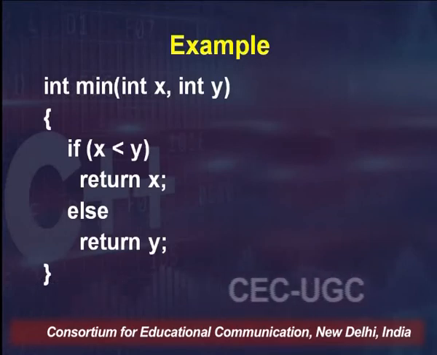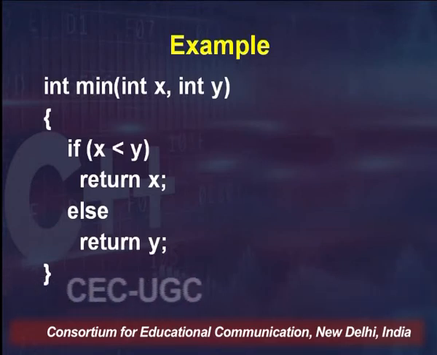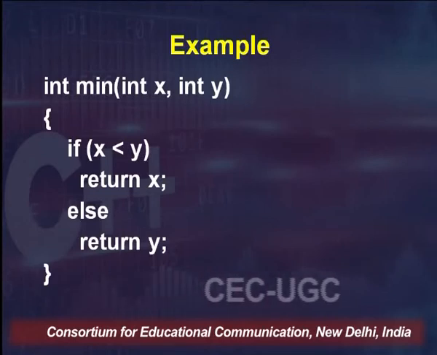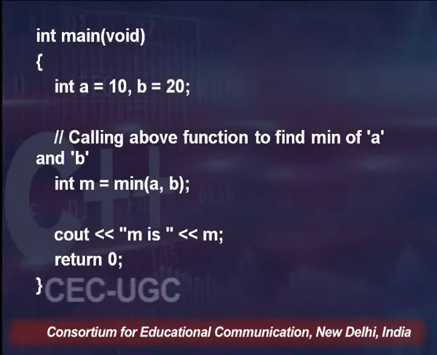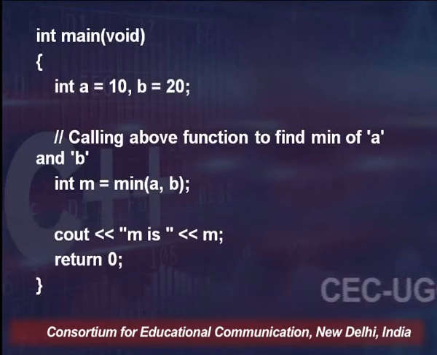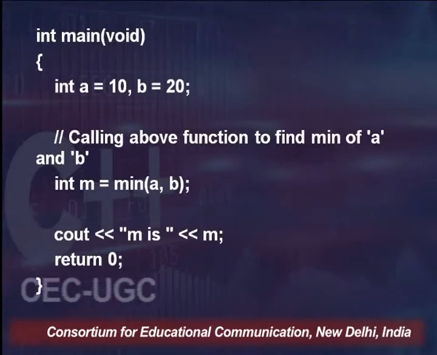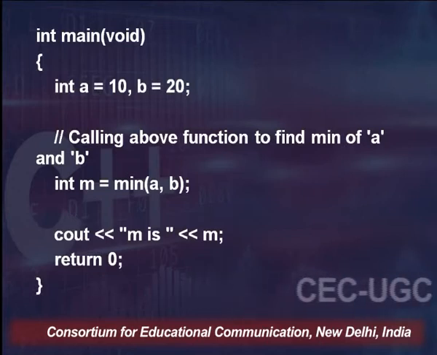Now this is the function which we have written in a .cpp file, but if we want to use it, how can that be done? Let's see. Along with #include iostream and using namespace std, I'm going to write a complete program. Here I have written a main function, int main void, and within this main function I have taken two values, int a equals 10 and b equals 20.